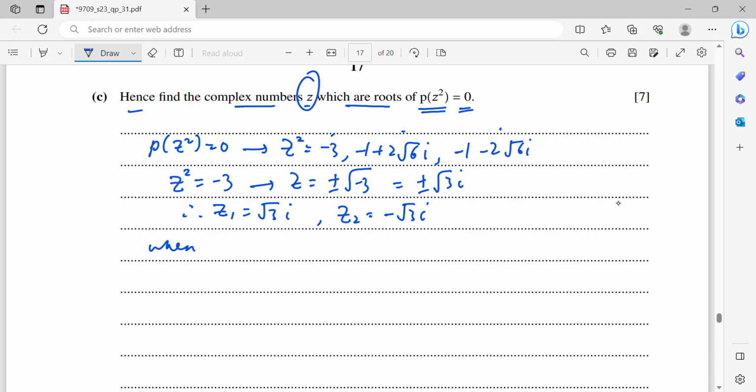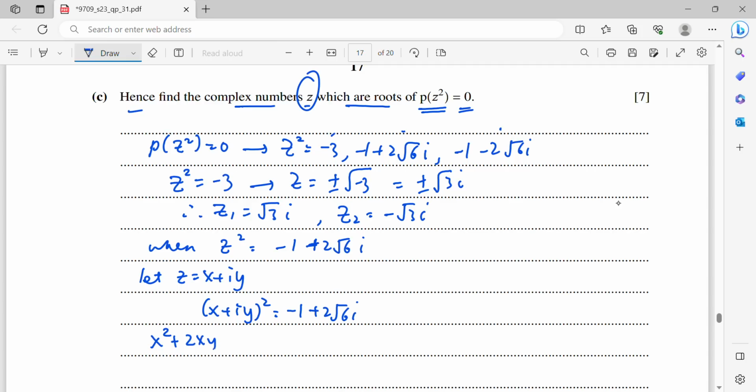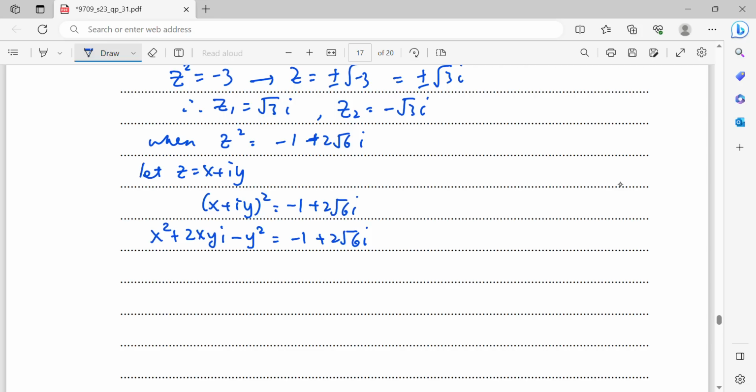So now, when z squared is negative 1 plus 2 root 6i, I need to get my z. So I will let my z be x plus iy. Then now replace: (x plus iy) squared is minus 1 plus 2 square root 6i. Then do expansion. For the left hand side, x squared plus 2xyi plus y squared i squared. So i squared is minus 1, so I will just write minus y squared equals minus 1 plus 2 root 6i. And now for the left hand side, I will group the real part. Okay, so x squared minus y squared is going to be minus 1. Then my imaginary part, 2xy, is going to be 2 square root 6.